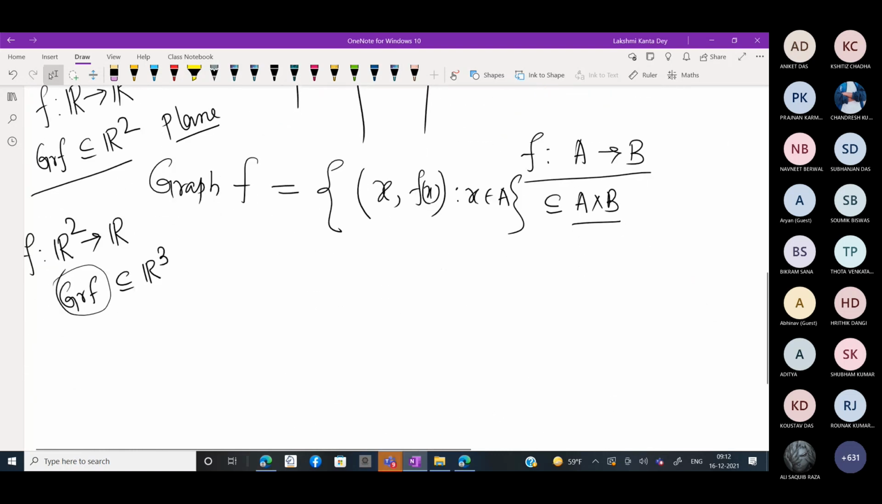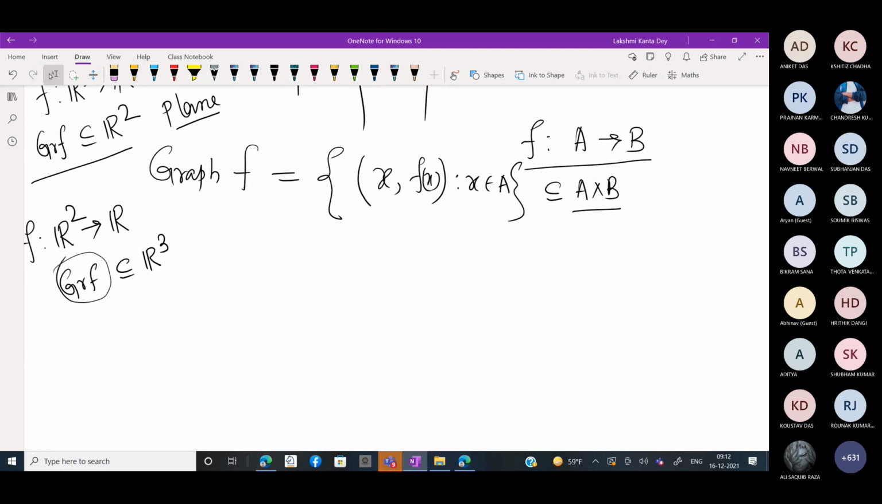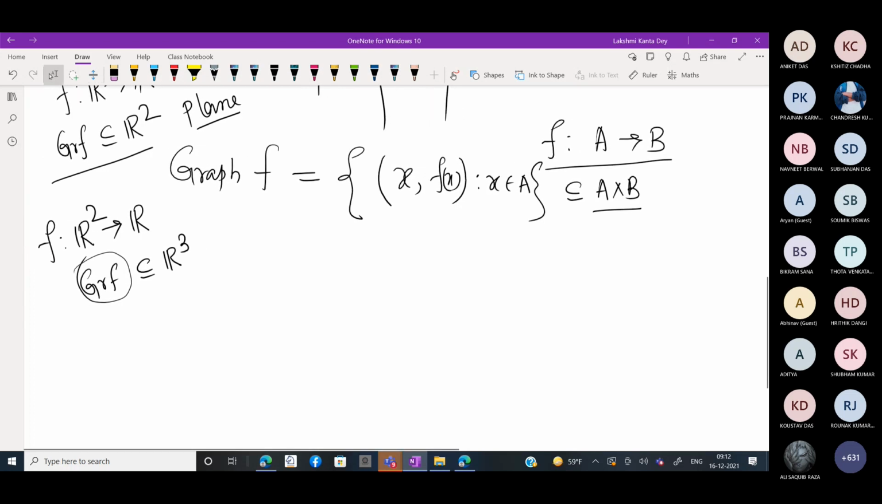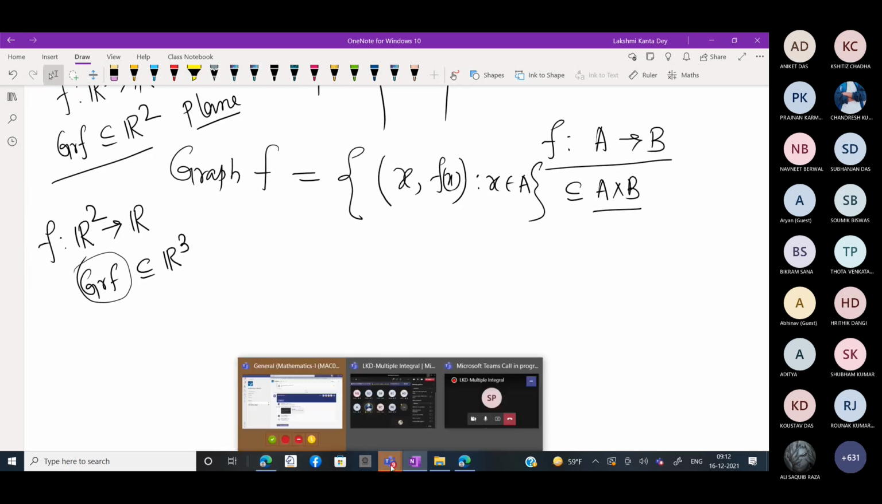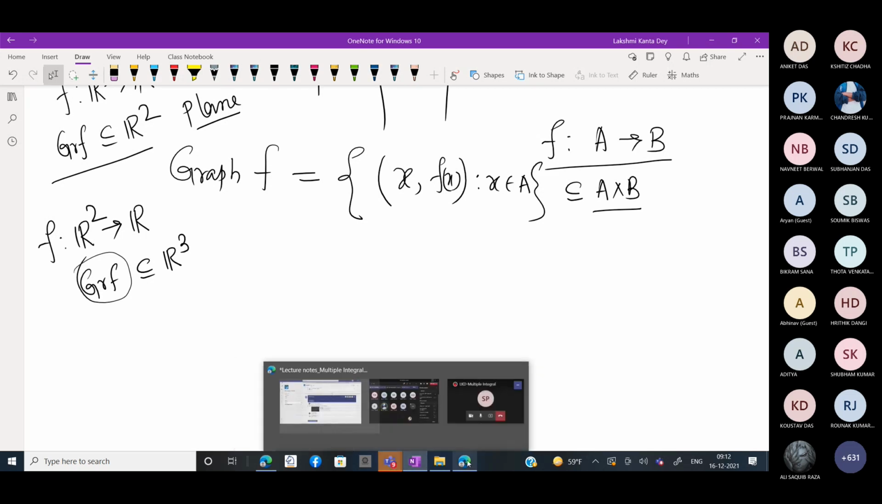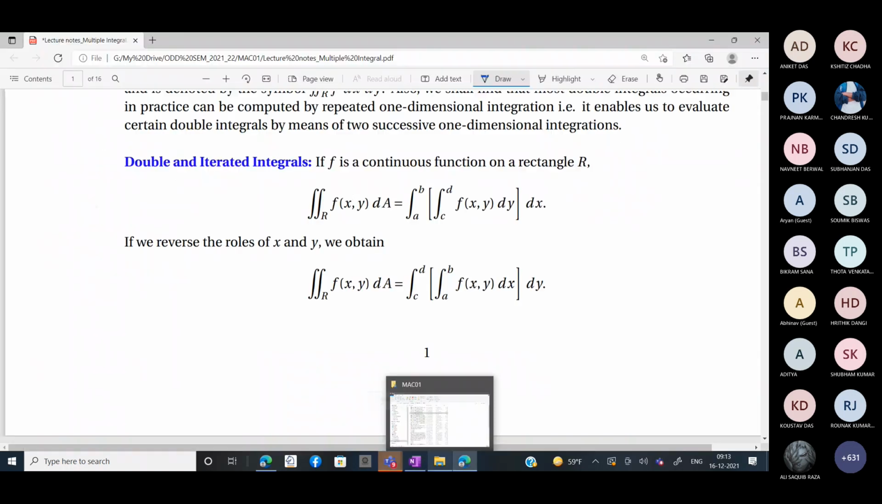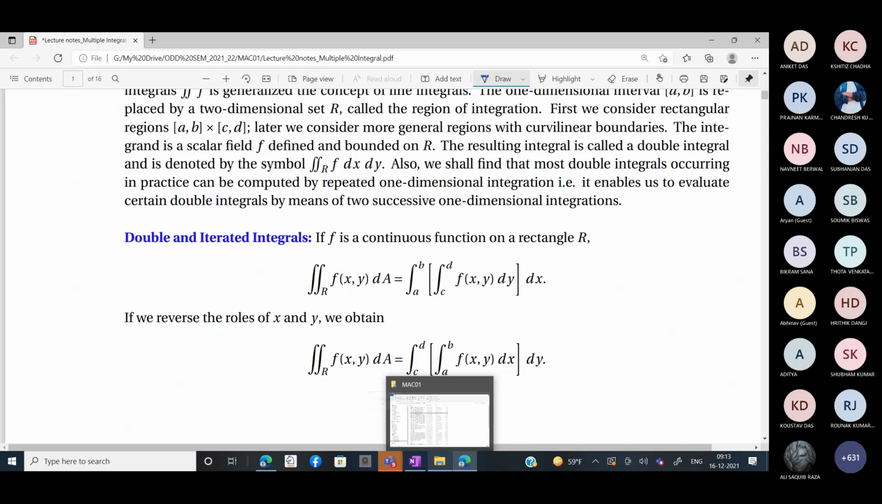Next, you may ask how to evaluate this. What should be the technique of evaluation? One very common technique is by means of iterated integrals. Most of the double integrals occurring in practice can be computed by means of repeated one-dimensional integration. That is, it enables us to evaluate certain double integrals by means of two consecutive one-dimensional integrations. So what is that?